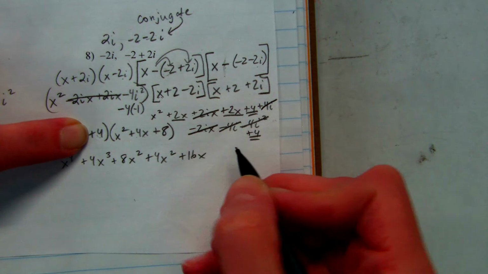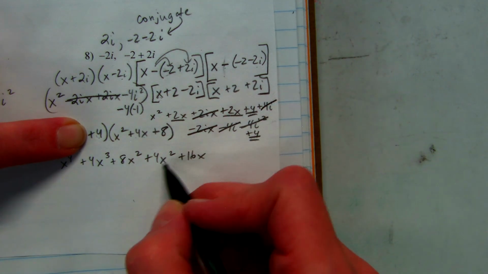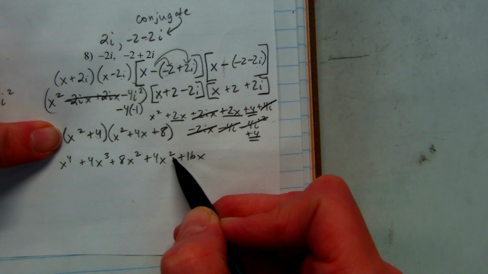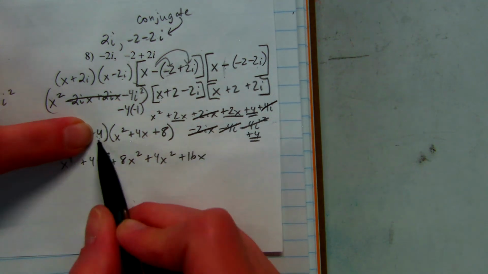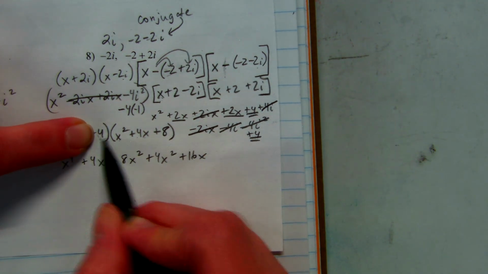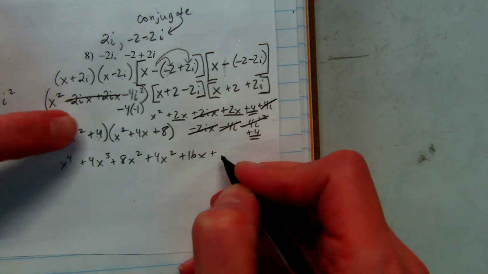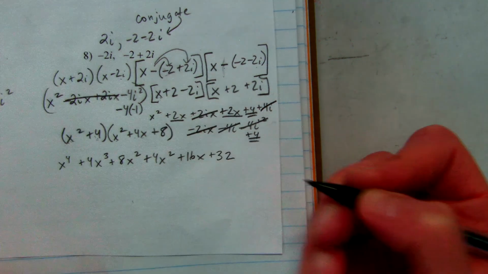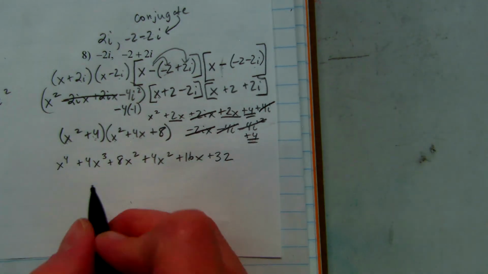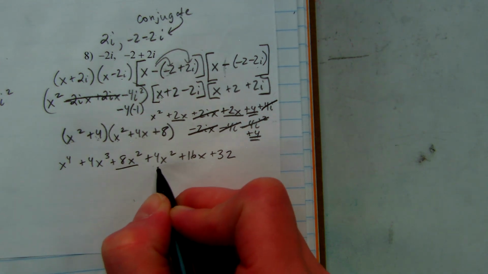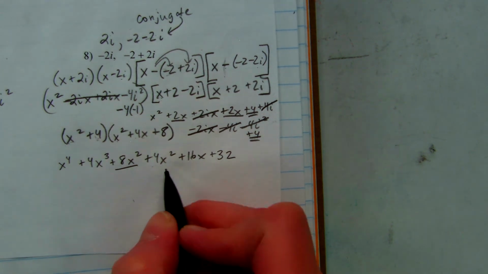Wait, no. I wrote it wrong. I already did that one. So this one was there. Yeah, I wrote it wrong. And then 16x. And then plus 32. All right, we just have to combine like terms and name it, and we'll be done. Did I leave anything out? I think it's okay.